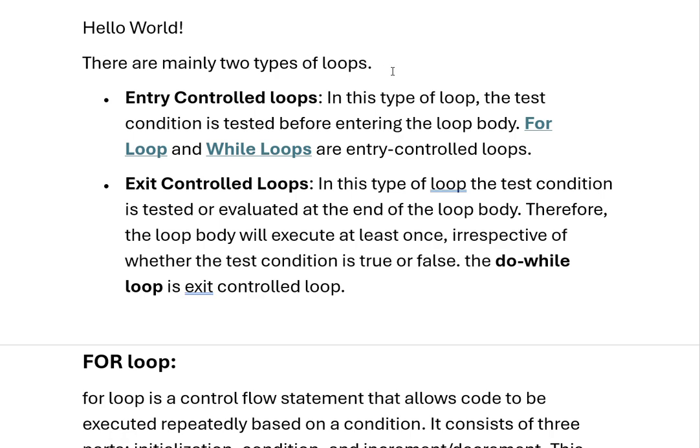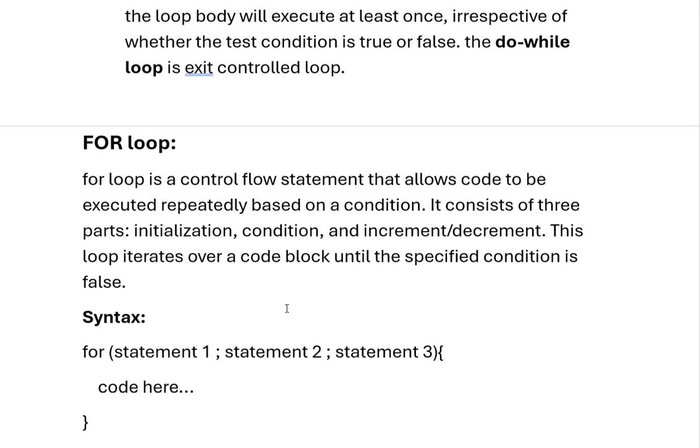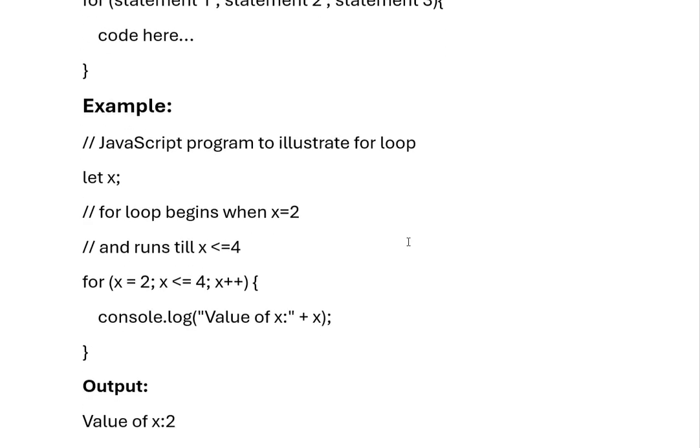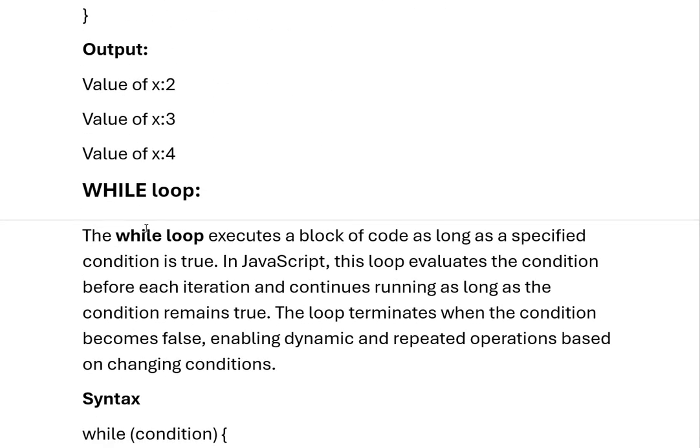There are mainly 2 types of loops: entry control loops, exit control loops. For loop. For loop is a control flow statement that allows code to be executed repeatedly based on a condition. While loop. The while loop executes a block of code as long as a specified condition is true.